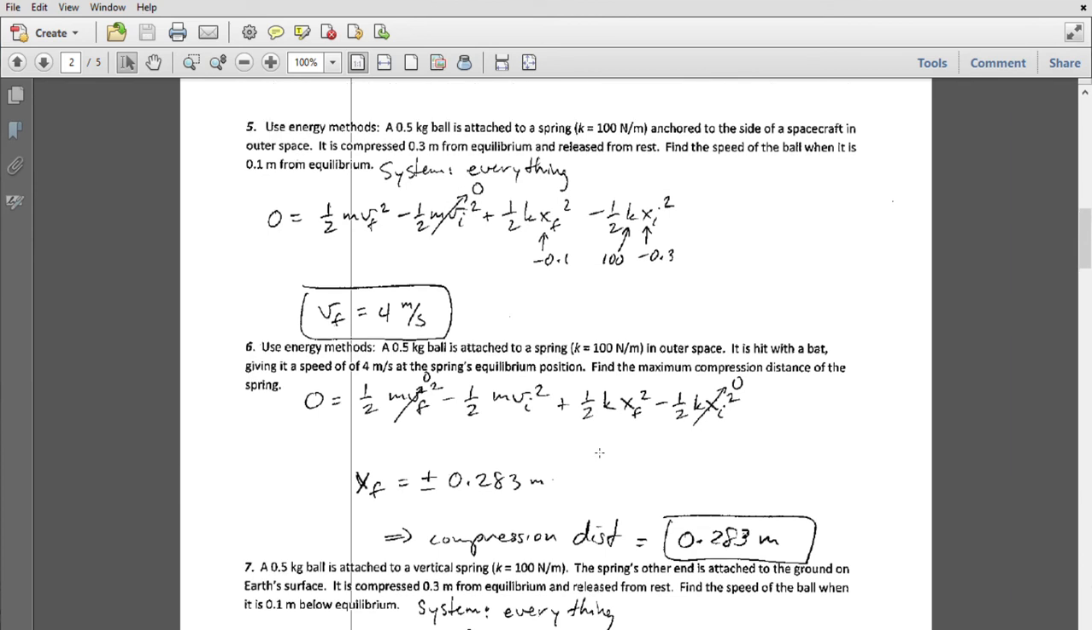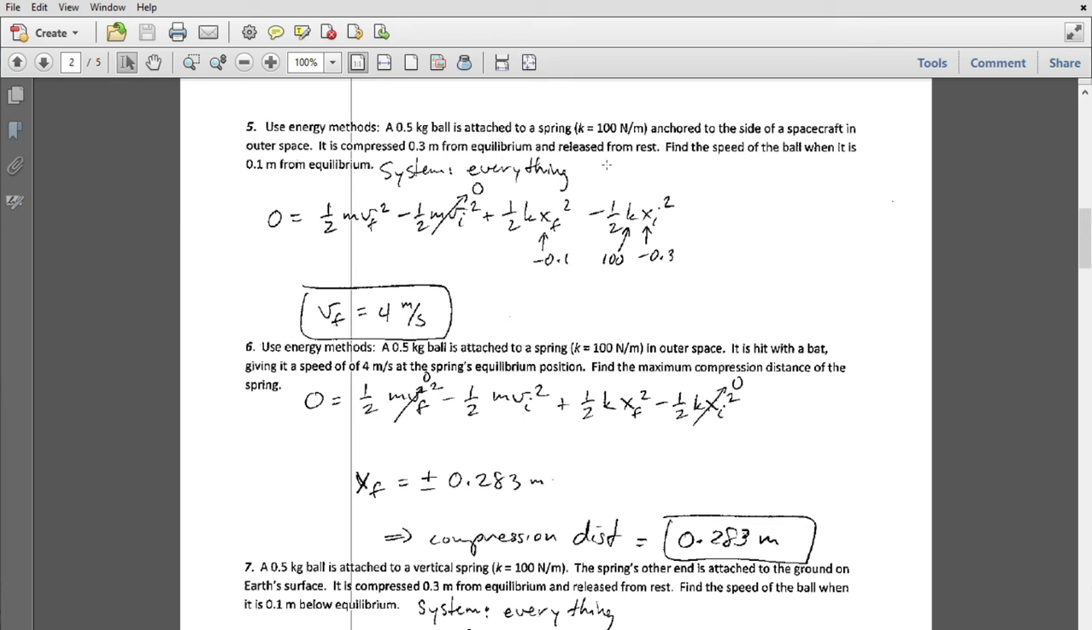Okay, a half-kilogram ball attached to a spring anchored to the side of a spacecraft. That's supposed to mean we don't have to worry about gravity. We're in deep space. It's compressed 0.3 meters and released from rest. Find the speed of the ball when it's 0.1 meters from equilibrium.